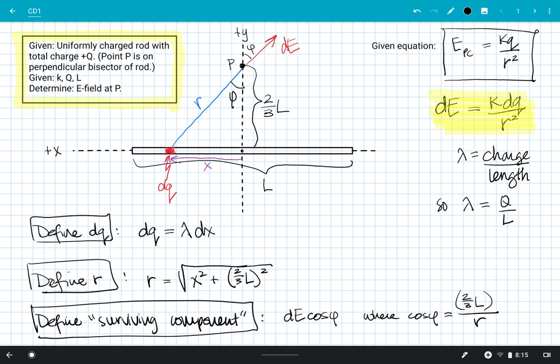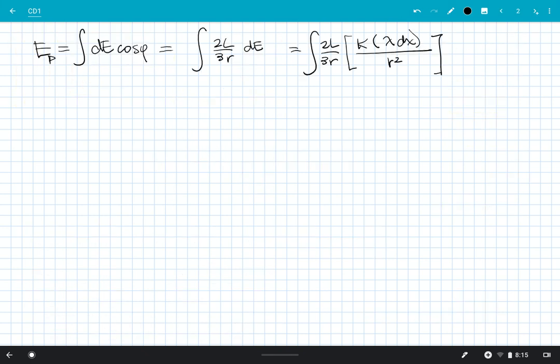So this lambda dx: if lambda here is charge per unit length, and I multiply that by a length, I just want you to think about dimensions when you're doing this piece. So this is dq. I know that it has to be charge, in coulombs. My lambda would be charge per length, or coulombs per meter. I multiply that by meters, and I end up with coulombs. Always do that little check when you're figuring out your dq.